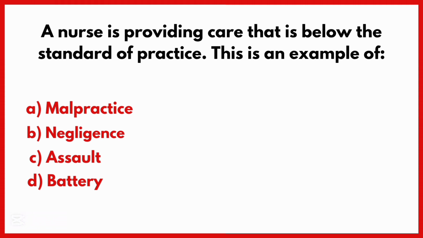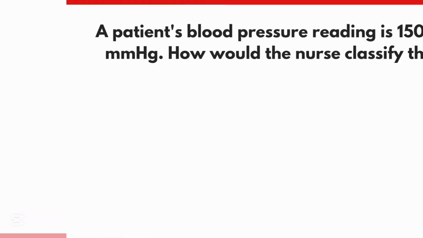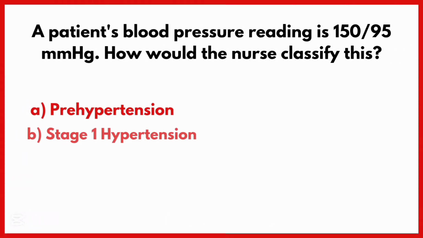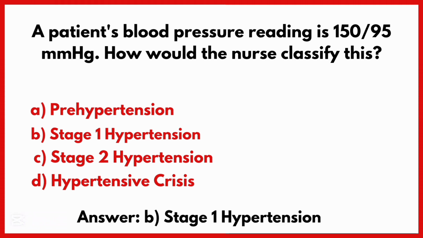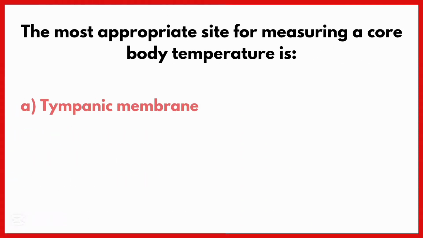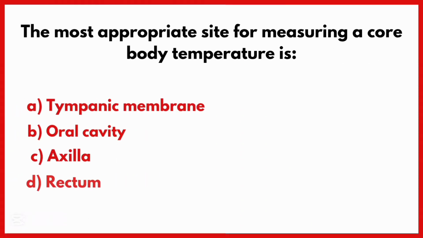Correct answer is option B. Negligence. A patient blood pressure reading is 150 over 95 mm of mercury. How would the nurse classify this? Correct answer is option B. Stage 1 hypertension. The most appropriate site for measuring a core body temperature is.